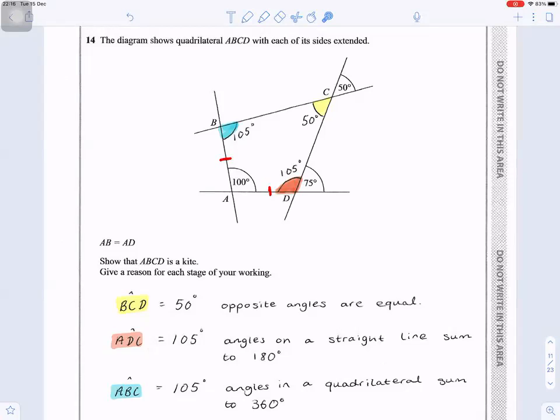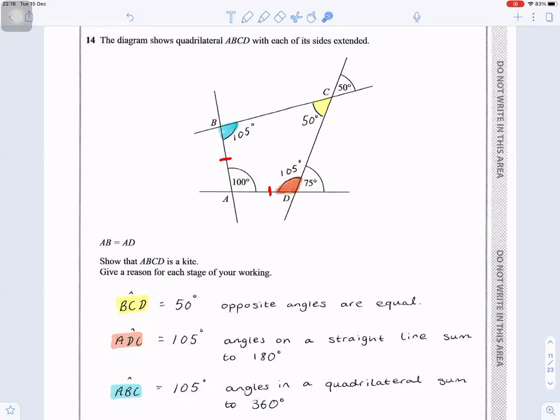So angle BCD, the one in yellow, is equal to 50 degrees. Why? Because opposite angles are the same. The angle opposite it is 50 degrees. So angle BCD is 50 degrees. Opposite angles are equal. That is the reason.